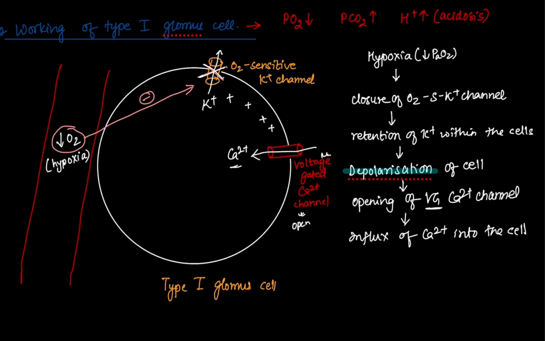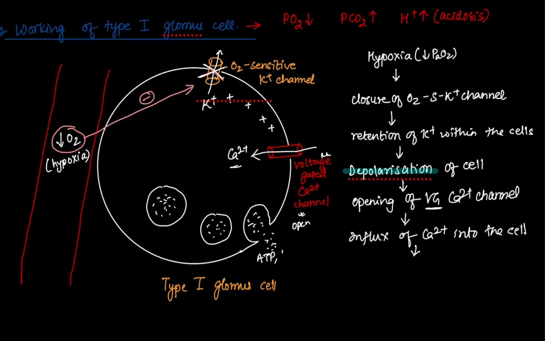Now what will happen? This type 1 glomus cell consists of various types of neurotransmitters. What are these neurotransmitters? These are mainly ATP, acetylcholine and dopamine.